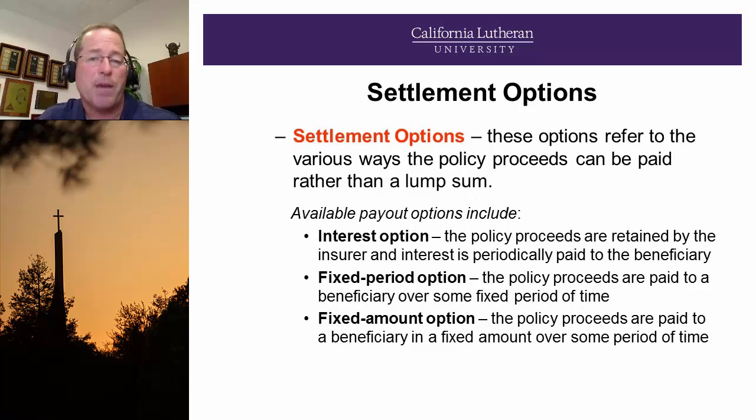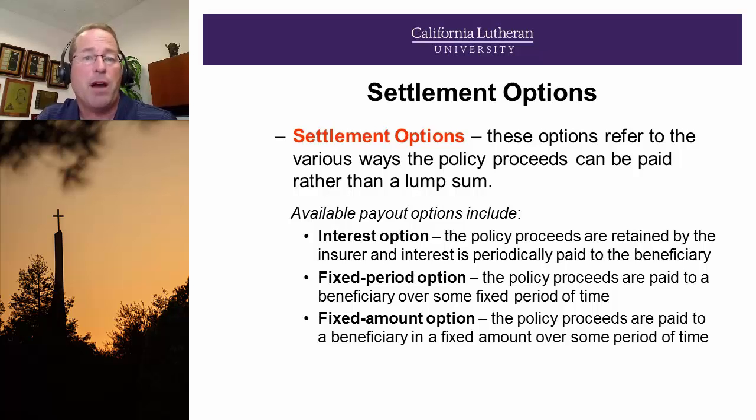Now some settlement options. These options refer to the various ways policy proceeds can be paid rather than a lump sum. One is the interest option. The policy proceeds are retained by the insurer, and the interest is periodically paid to the beneficiary. Next is the fixed period option. This is basically annuitizing the death benefit proceeds for a fixed number of years. And as the slide says, the policy proceeds are paid to a beneficiary over a fixed period of time.